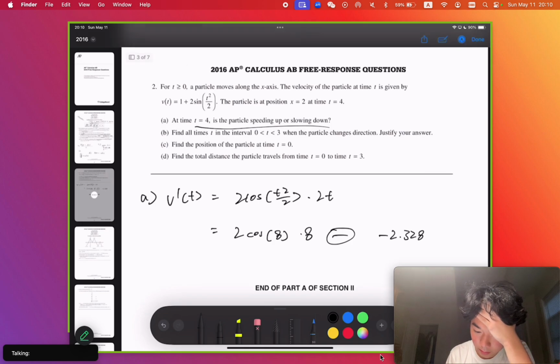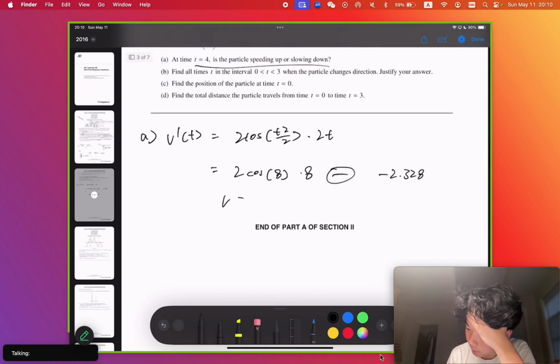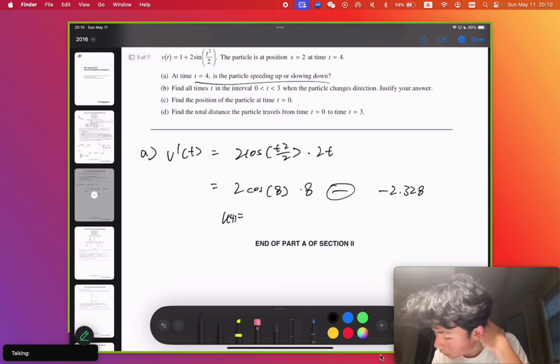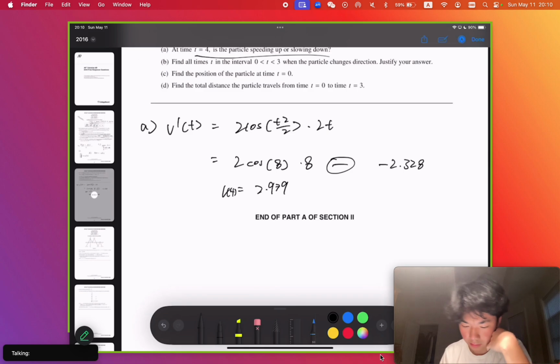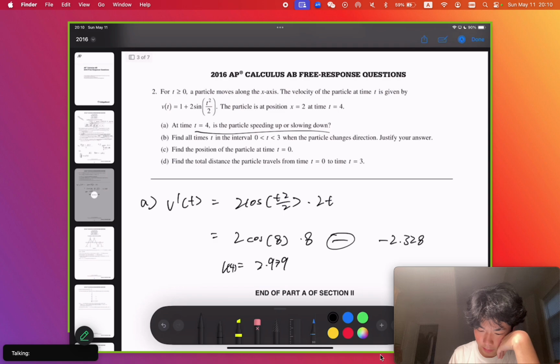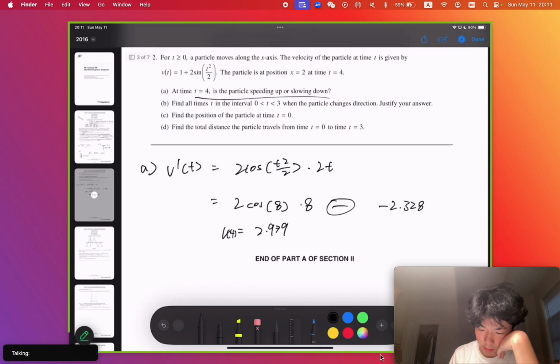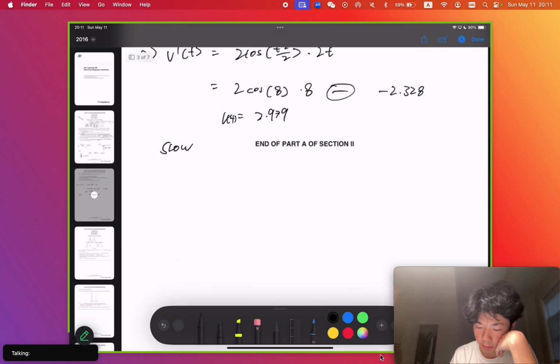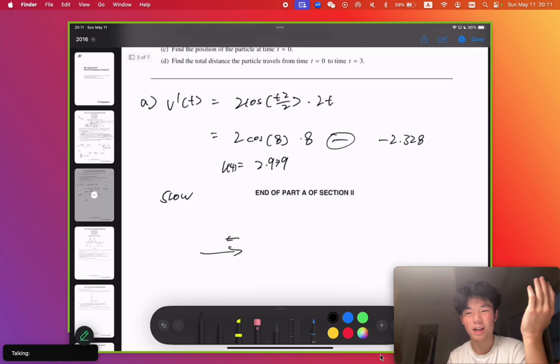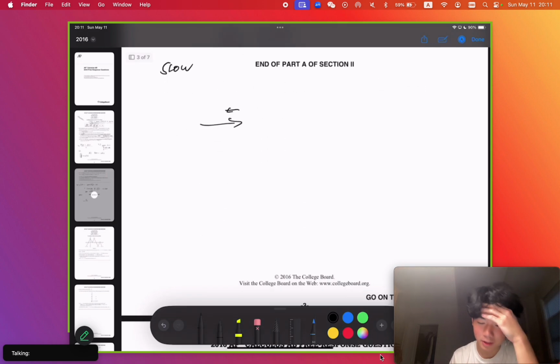So I think it's slowing down, because v(4) equals positive 2.979. Since they have different directions, it has to be slowing down. It makes sense because when your velocity is positive, that means you're still going this way, but you have a negative acceleration, which means you're slowing down. I don't know how to explain that. It's just how it works. All right, so B.